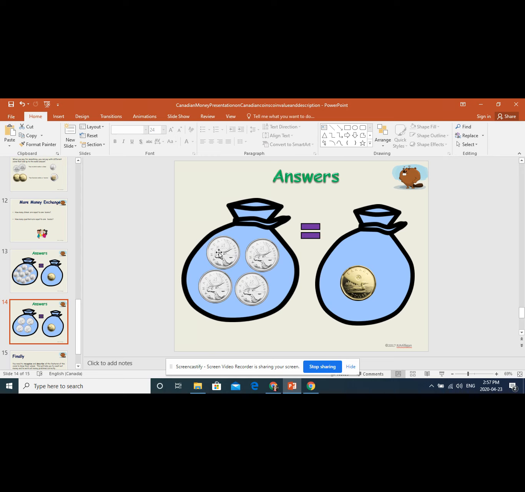So here we have 1, 2, 3, 4 quarters that are equal to one loonie. Because if we can count by 25s, and this is a little bit tricky, because we haven't learned counting by 25s, but let's see if we can do it. 25, 50, 75, 100. So 100 cents equals one loonie.